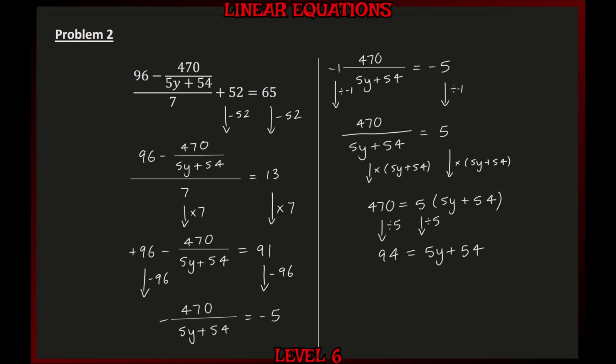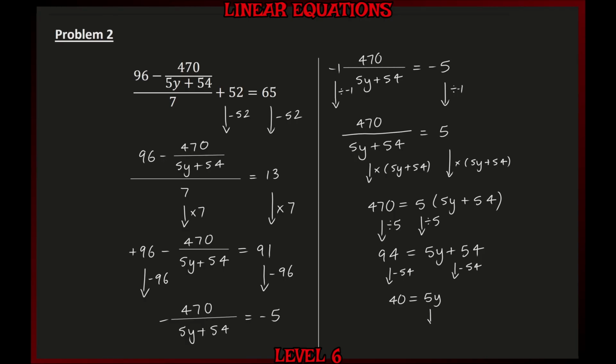We can now remove the plus 54 from the right by subtracting 54 and doing exactly the same thing on the left. And on the left, 94 minus 54 gives us 40. And on the right, the 54 and the minus 54 cancel out to leave us with 5y.